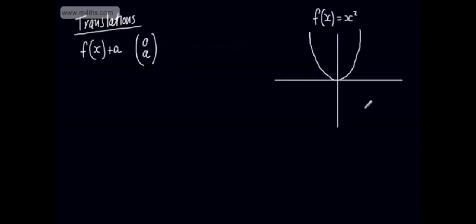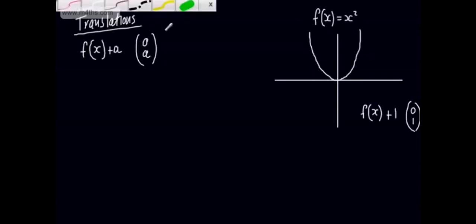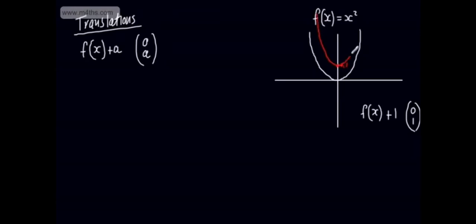So let's consider now f of x plus 1. This gives me a translation vector of (0, 1). So all I'm going to do is pick the graph up and move it up by 1 unit. If we look at that, this point is going to be (0, 1) instead of (0, 0). Same shape, no alteration in the shape, and then we'll come up like that.